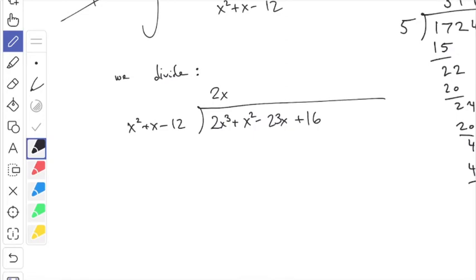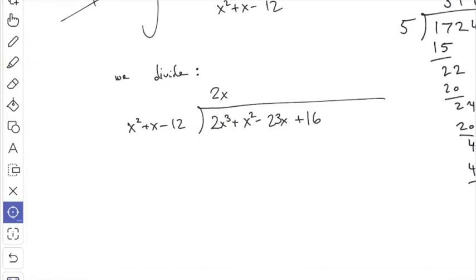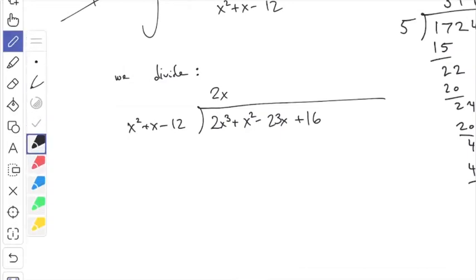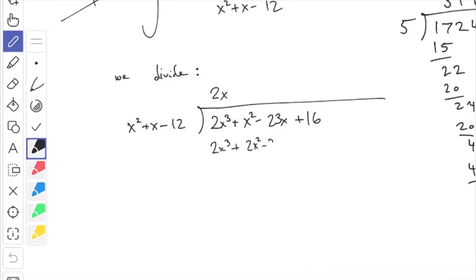I remember my fourth grade teacher had a little song and dance about the steps of long division. I don't remember what the steps were. There was something like, you divide it once, and then you multiply. You multiply the 2x times the thing out on the left. So I'm going to multiply 2x times the thing I'm dividing by, and write that right under it, just like in the long division. It becomes 2x cubed plus 2x squared minus 24x. So what I did in that step was multiply 2x times the thing we're dividing by.